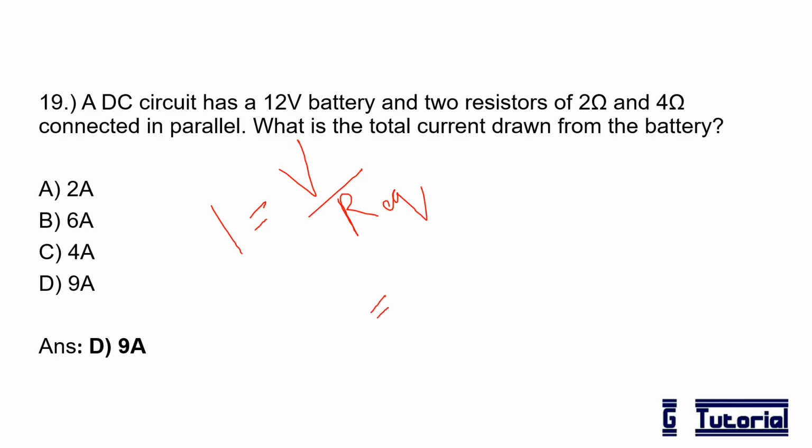So we know that voltage is 12 volt. The two resistances are 2 into 4. Equivalent resistance connected in parallel is 2 into 4 by 2 plus 4. So cancelling 4 and 12 we get 3, 2 and 6 we get 3. So 3 into 3, 9 ampere is the current drawn from the battery.